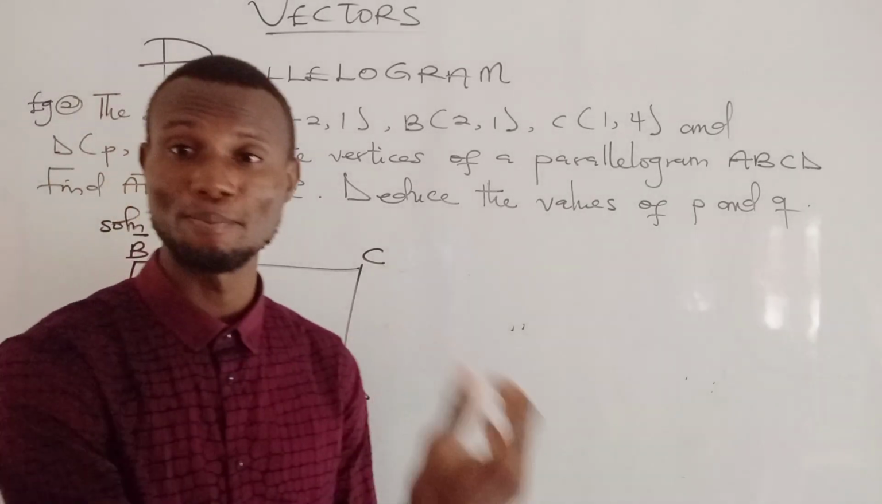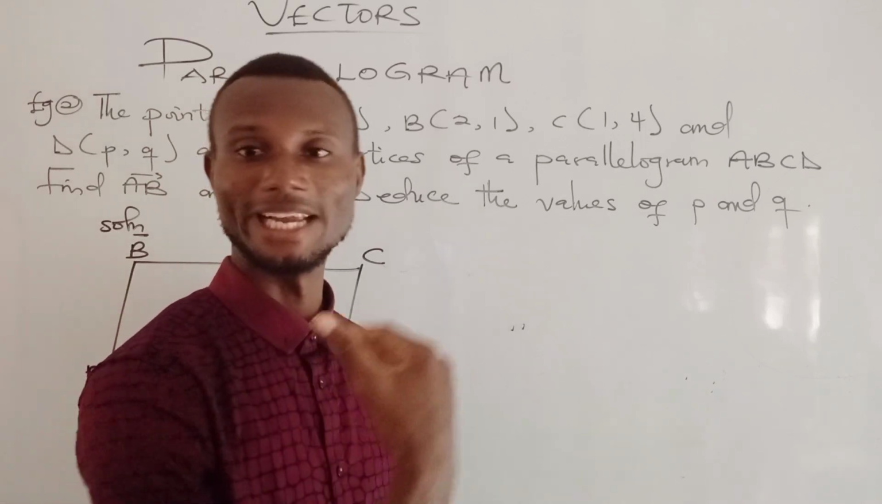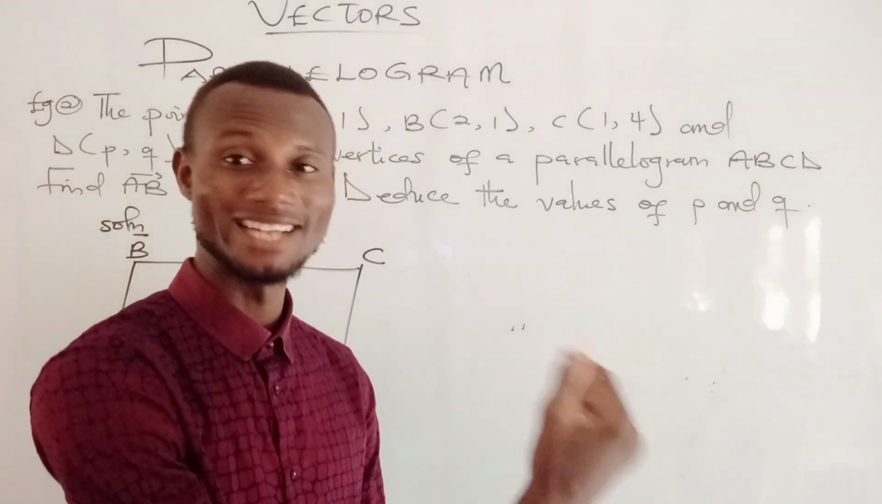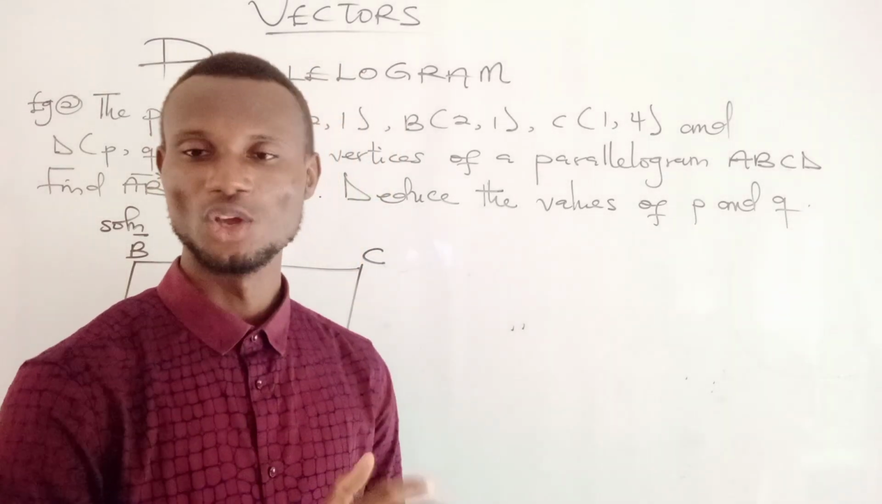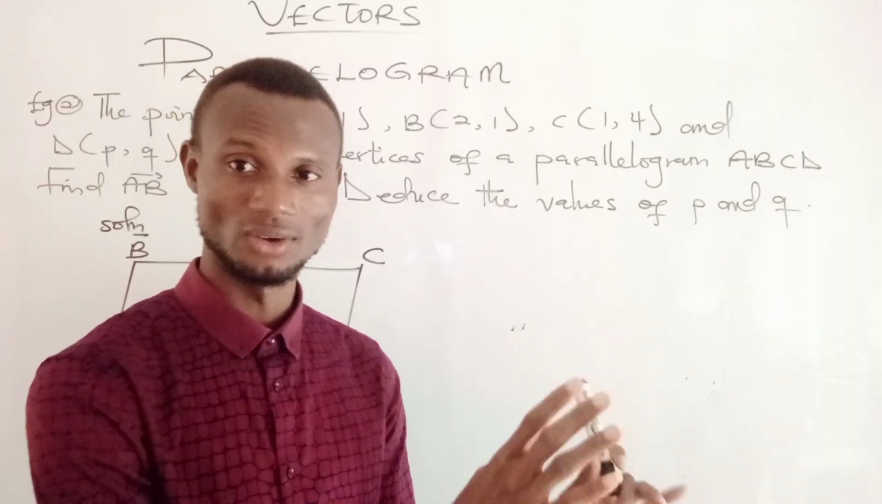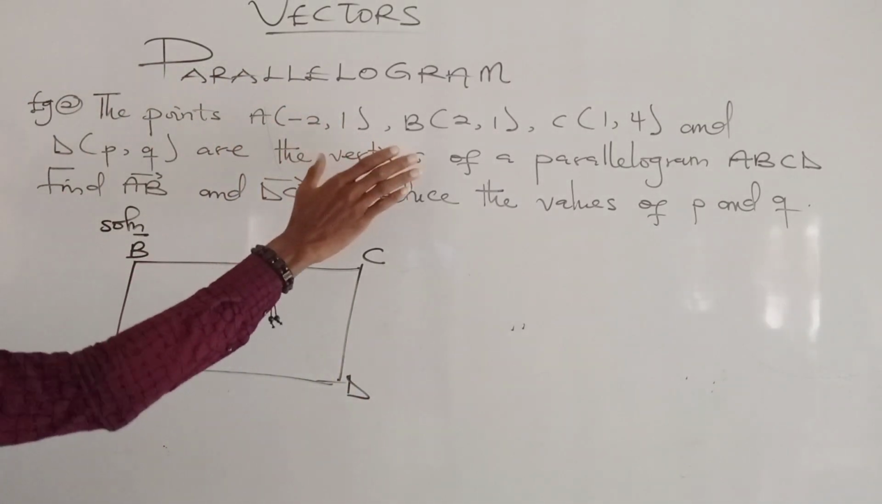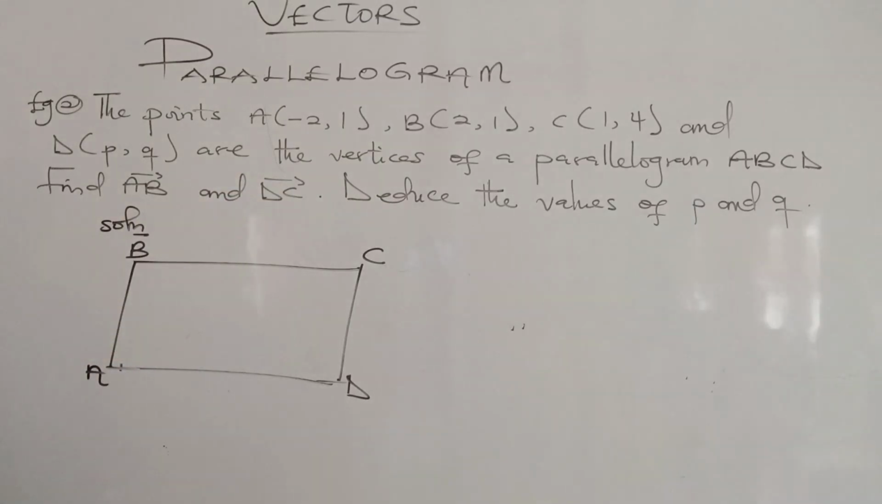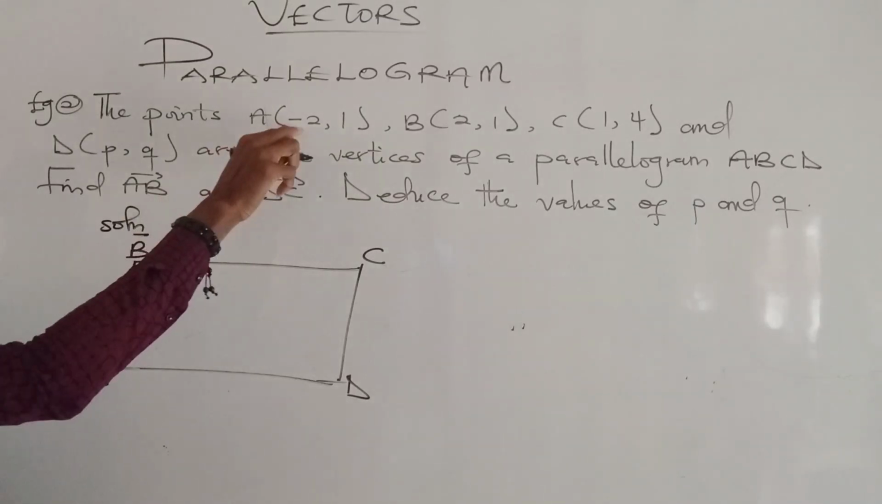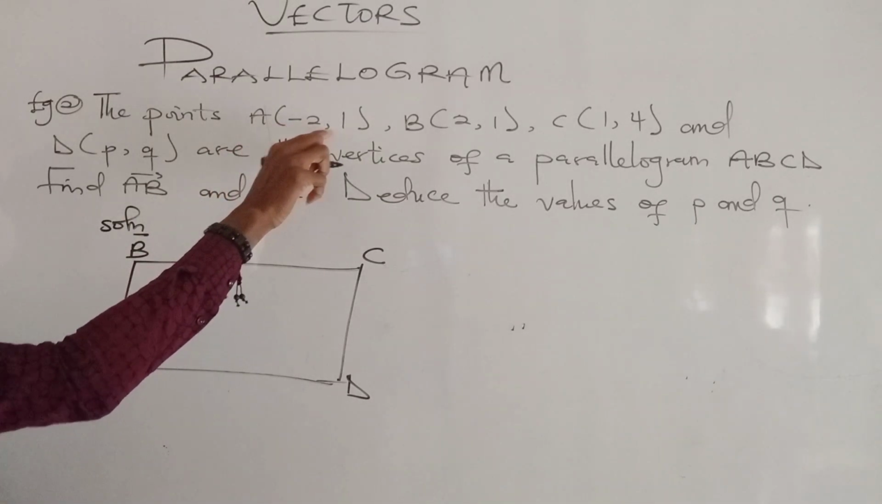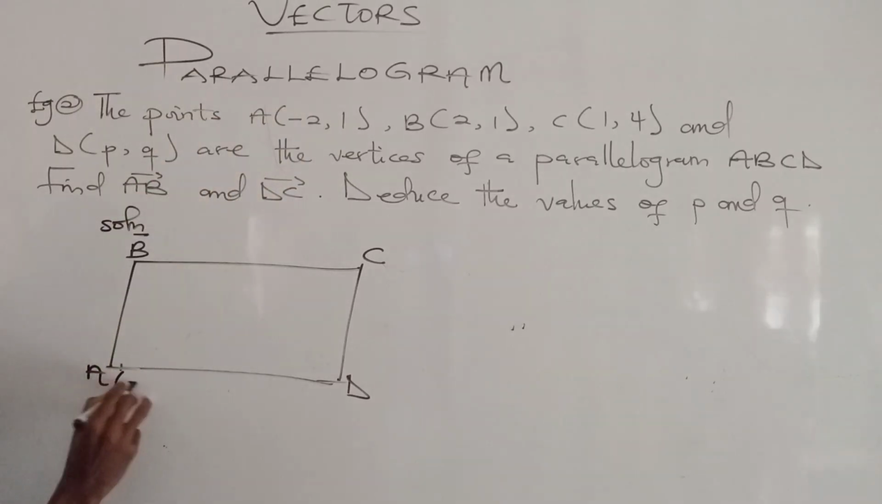You just need to follow the pattern. Either you move in the clockwise direction or the anti-clockwise direction when you are labeling the vertices. Okay, so now let me go on the board and also bring the point given. The point A is given to be negative 2, 1, so I'll bring my negative 2, 1 here.